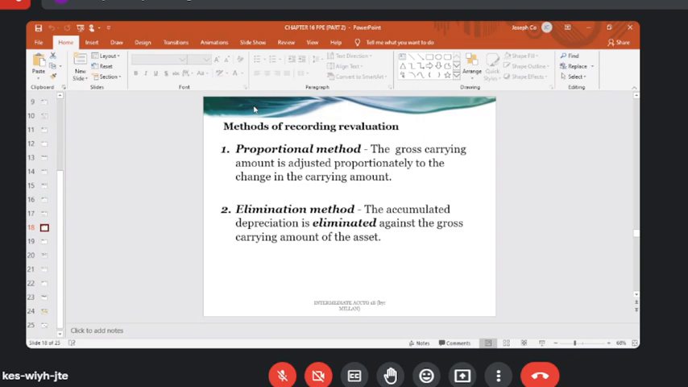And then these are the two methods of recording revaluation. We have the proportional method and the elimination method. Under the proportional method, no, the gross carrying amount is adjusted proportionately to the change in the carrying amount. For elimination, we eliminate the accumulated depreciation against the gross carrying amount.